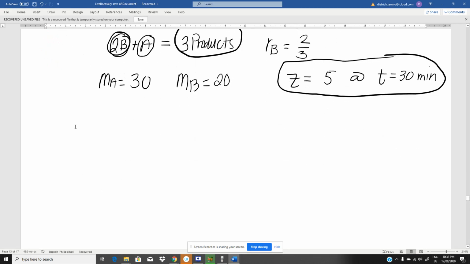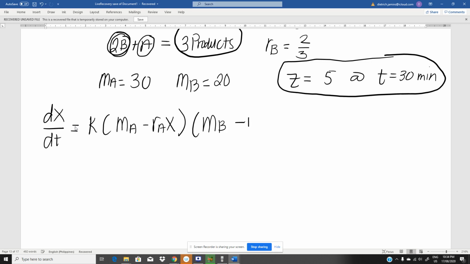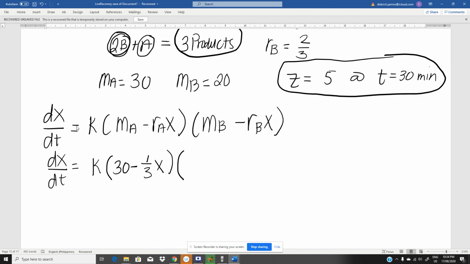So let's start. We will have dx over dt is equivalent to k multiplied by (Ma minus Ra times x) multiplied by (Mb minus Rb times x). So dx over dt is equivalent to k multiplied by (30 minus 1/3 x) multiplied by (20 minus 2/3 times x).